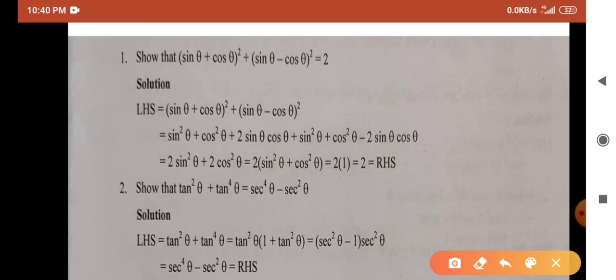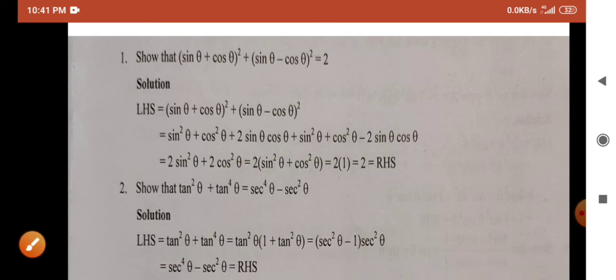Show that (sin theta + cos theta) whole square plus (sin theta - cos theta) whole square equals 2. The question is given here. We have to solve this one by using trigonometric ratios. Let us consider first the LHS, that is (sin theta + cos theta) whole square plus (sin theta - cos theta) whole square. Now this is in the form of what? (a + b) whole square, and the second one is (a - b) whole square.